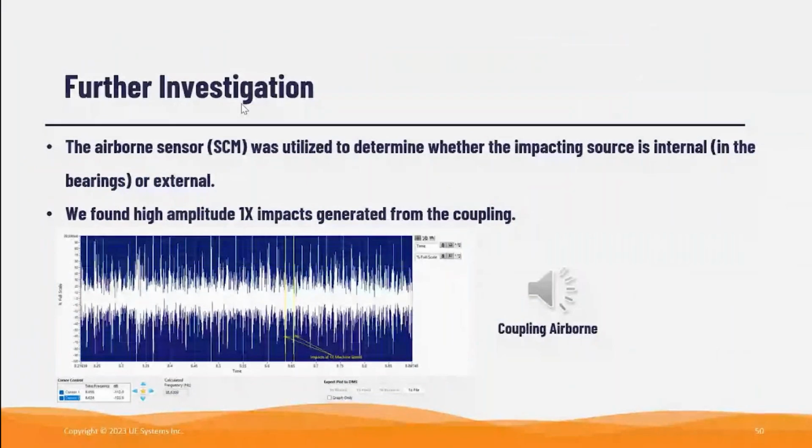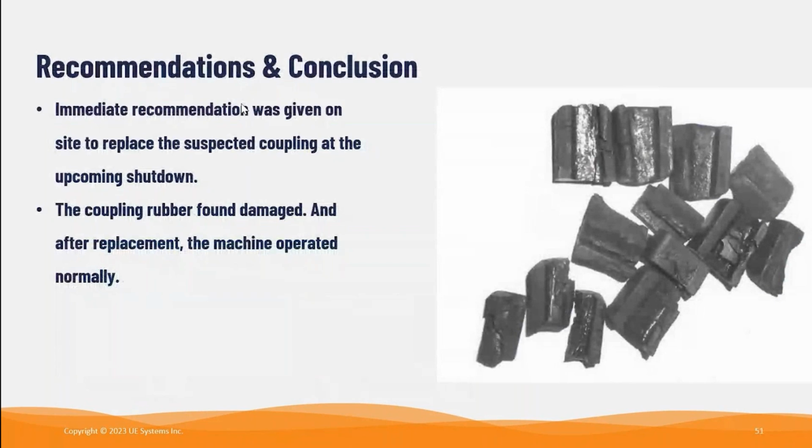So in this case, the airborne sensor was used to determine whether the impacting source is internal within the bearings or it's external from the bearing. And it was found that the impacts are generated from the coupling, as this sound was recorded from it. So an immediate recommendation was given to replace the coupling, and as shown here in the picture, the coupling rubber was found totally worn out.